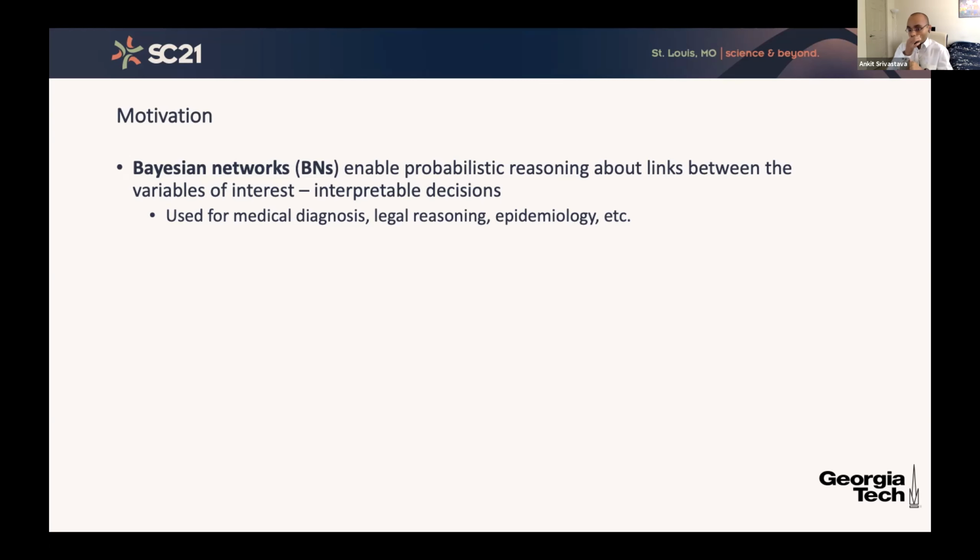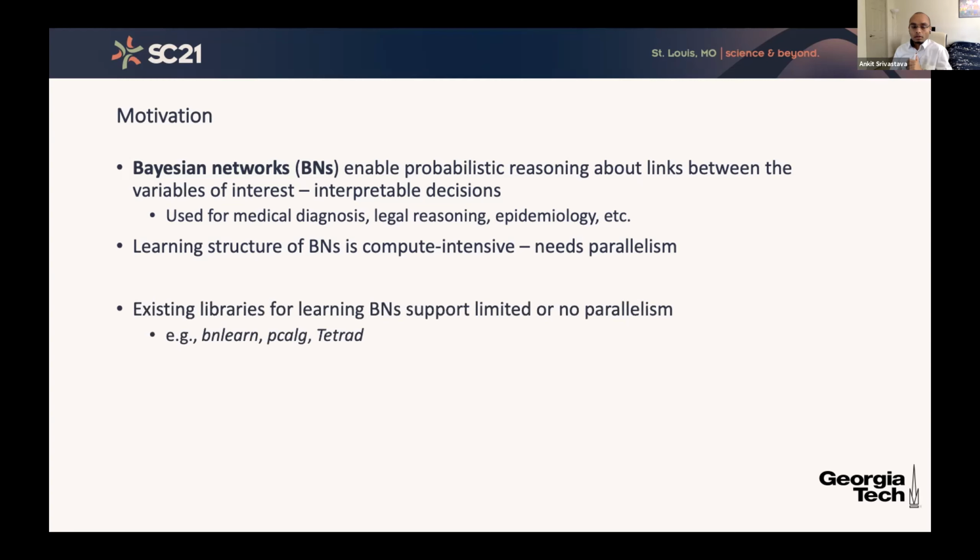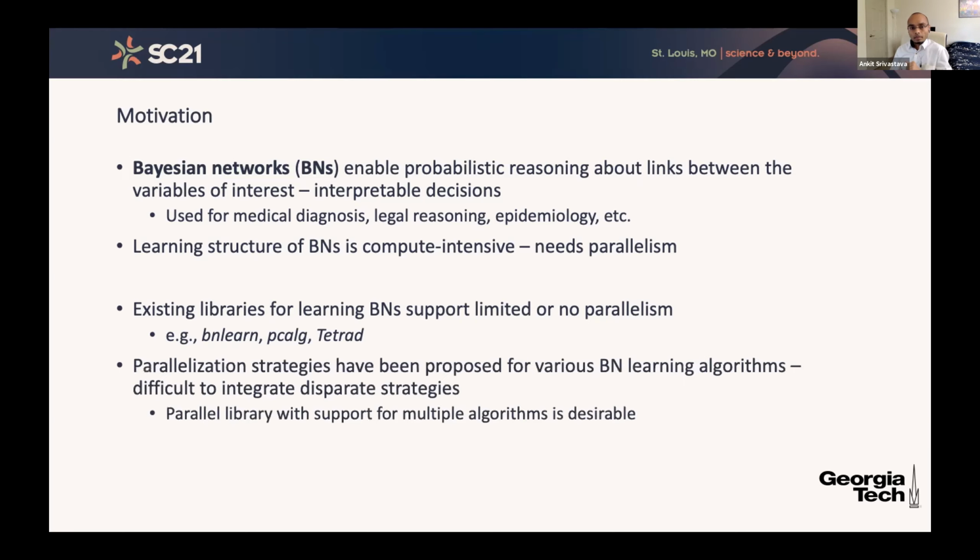So what is the problem then? The problem is that learning the structure of Bayesian networks is computationally intensive, which is where we think parallelism can help. While there do exist libraries for learning Bayesian networks, they don't support a lot of parallelism and correspondingly take a long time to learn even moderate scale Bayesian networks, as we'll see in the results section.